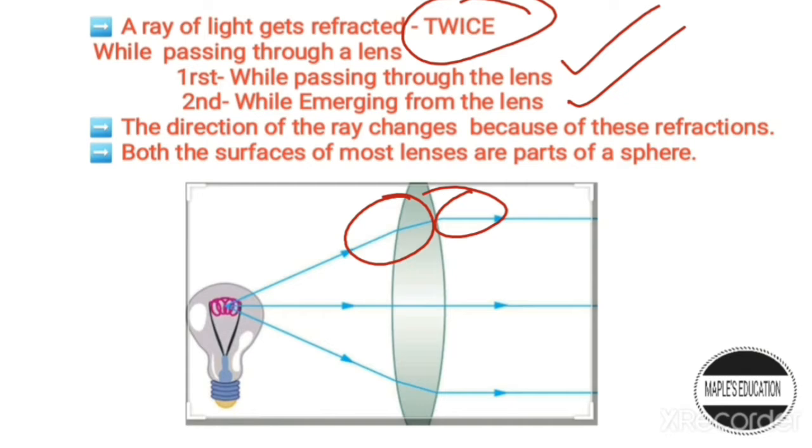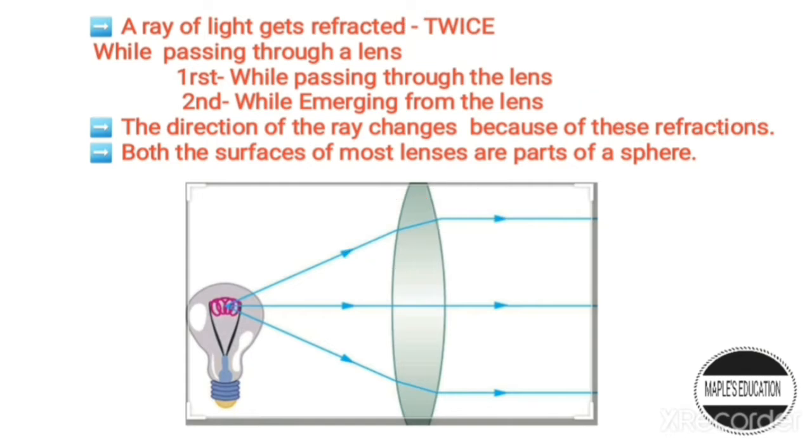Okay. The next point says that the direction of the ray changes because of these refractions. The direction changes. Now, what is the reason for the direction of a ray of light to change? The reason is that it changes because of refractions, right? Now, the next point says that both the surfaces of most lenses are parts of spheres. So we have already done this in the first part, that a lens is bound by two surfaces and the shape of those two surfaces are spherical.